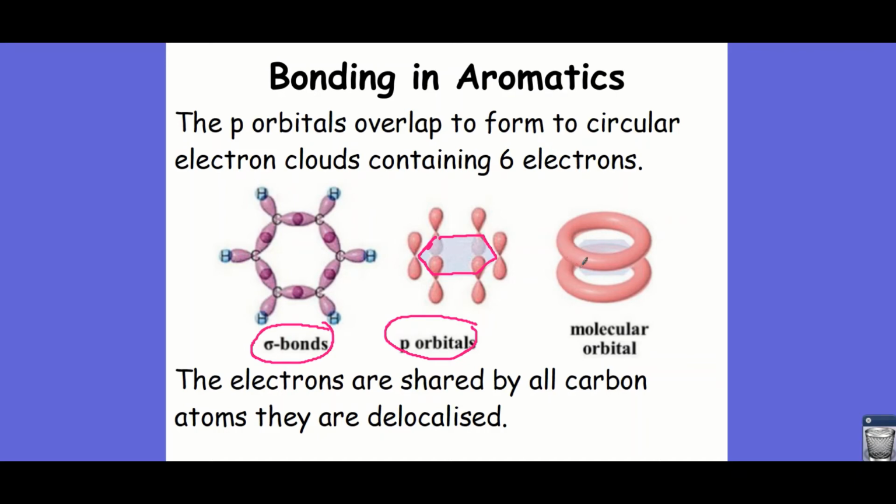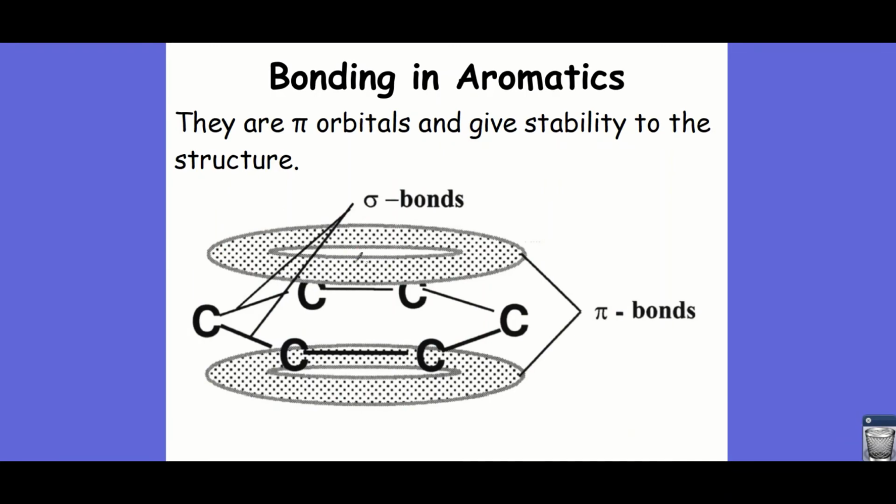So the electrons are all shared by the carbon atoms. They are delocalized. Just keep in mind that they are delocalized within the ring structure. I've got another diagram to show you on this as well. Here's just another way of representing it.